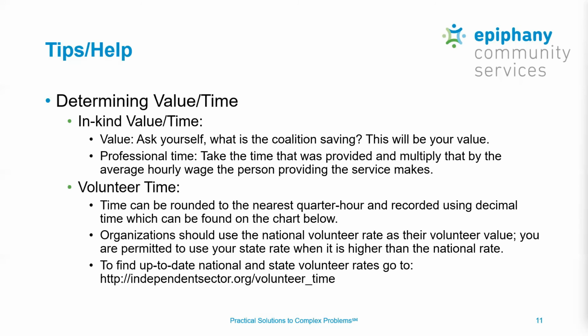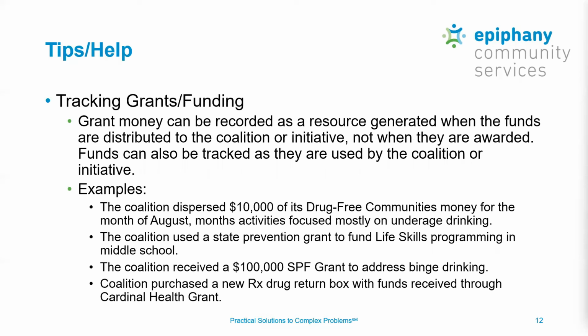Let's get on to our next tip, which is tracking grants and funding. We talked about this a little bit. Coalitions do this differently depending on if you have a treasurer or some type of accounting system already in place. So some of you, this might be completely irrelevant, but grant money can be recorded as a resource generated in REACH, typically as cash, and we typically recommend recording it in REACH as you use it, which can be a little tricky, right?